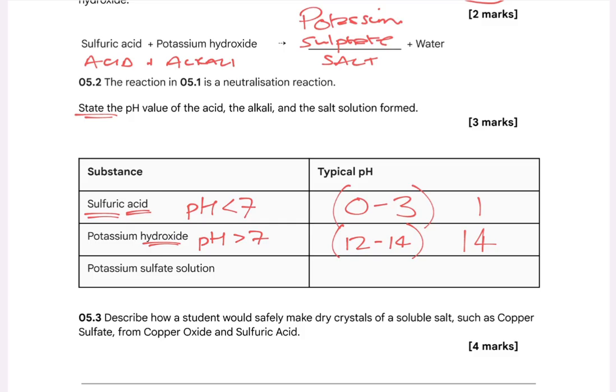And for the salt solution that would be formed, this occurs when we've undergone neutralization. This is the product formed in a neutralization reaction, and so we're looking here for the neutral pH of pH 7.